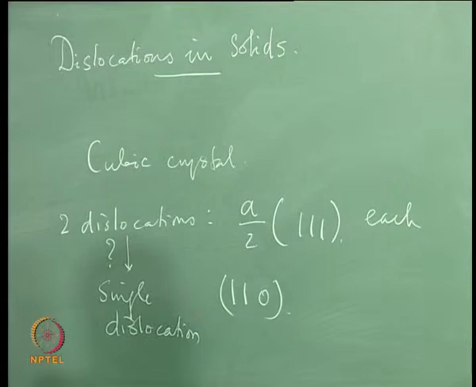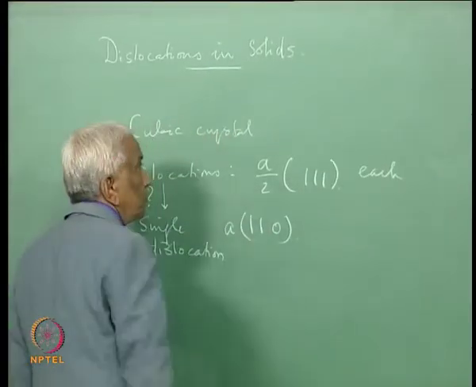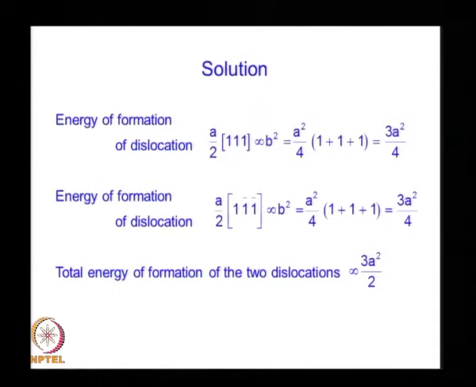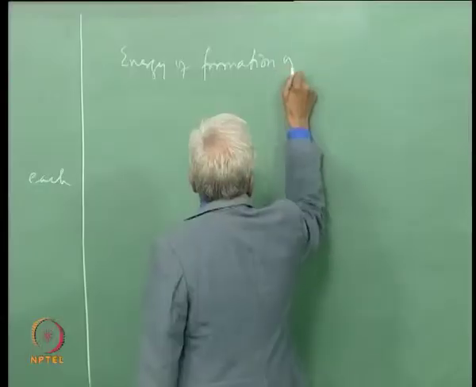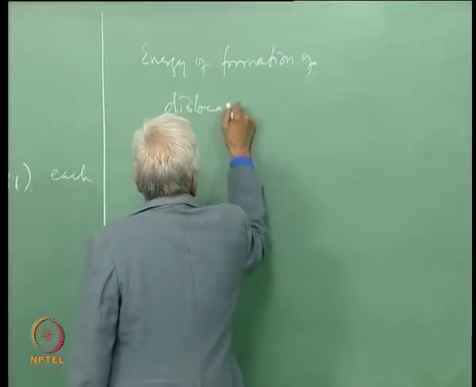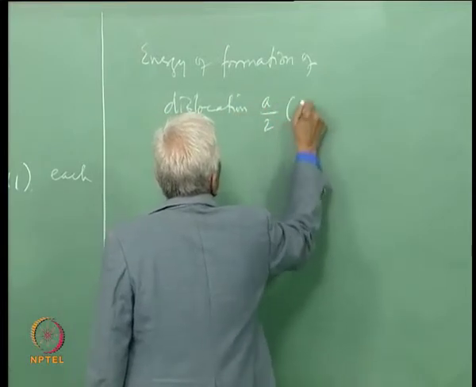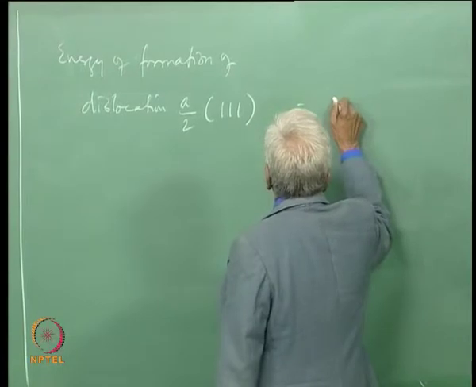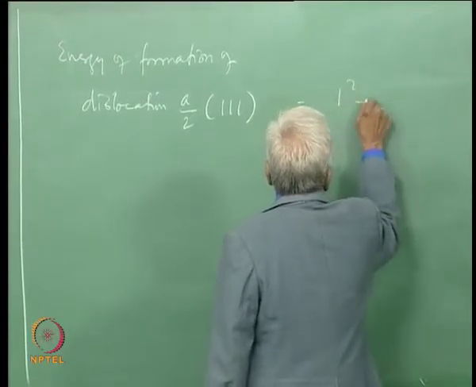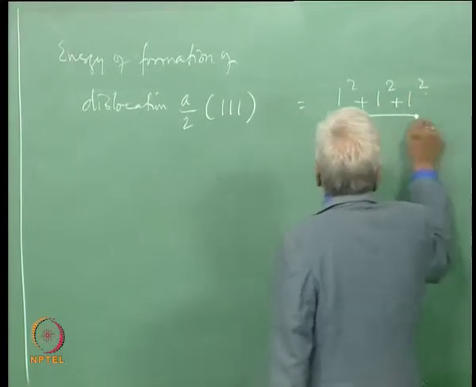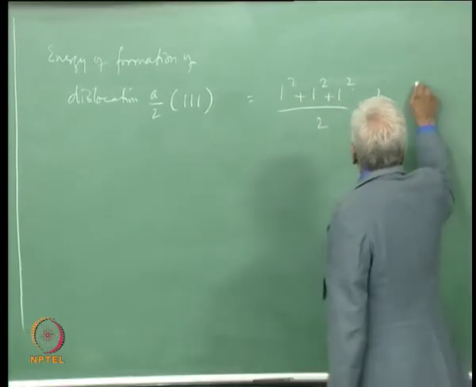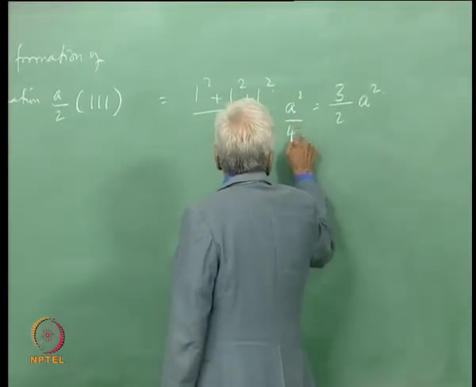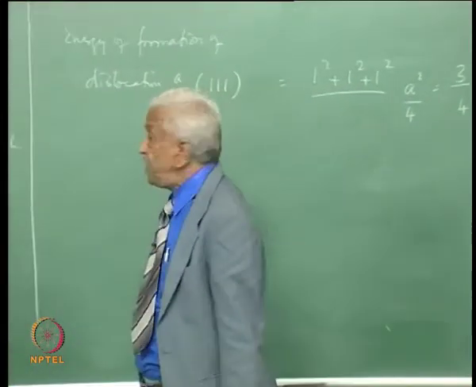That is the question, a[110]. In order to find this, it is basically a question of the energy of formation of dislocation. For a/2 [111], the energy is proportional to (h² + k² + l²) a²/4, which is (1² + 1² + 1²) a²/4, which is 3a²/4. So that is the energy of the single dislocation.